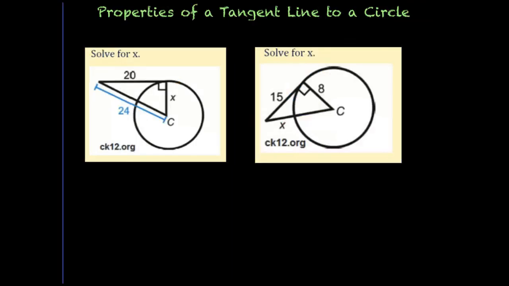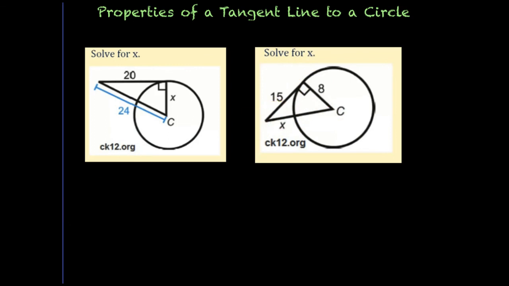And those were 2 examples of how to find a missing side length. In the first case, you found just the radius, and in the second case, you found more than the radius. You found the radius plus this portion that extends outside of the circle. In other words, the hypotenuse of this right triangle.